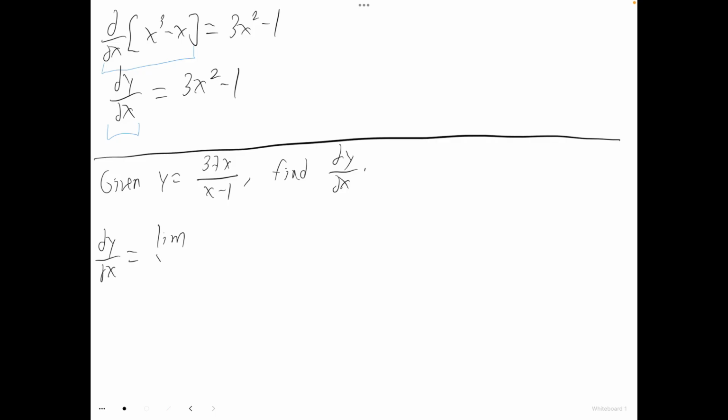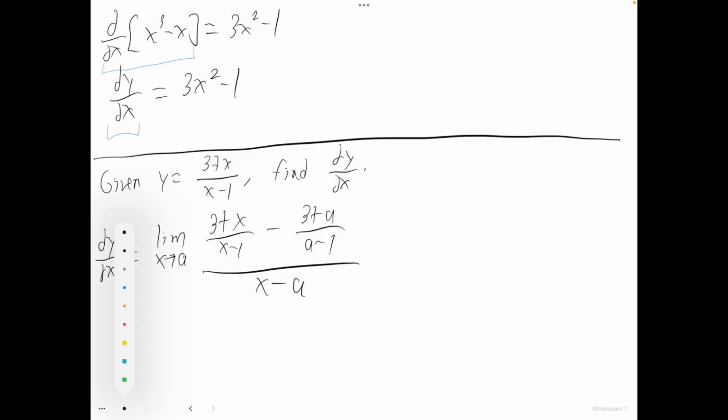So we're going to take the limit as x approaches a of this function, (3 plus x) over (x minus 1) minus (3 plus a) over (a minus 1), divided by x minus a. So this is using the other definition. Now technically the final answer is going to be in terms of a, not x, with this definition. So we'll just change the final answer to have x's instead of a's, and you'll see that when we get there. But we can use this definition just as well. And so now what we want to do is compute this limit.